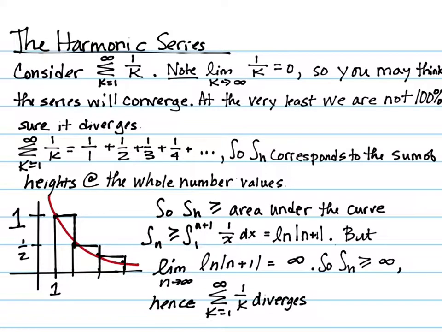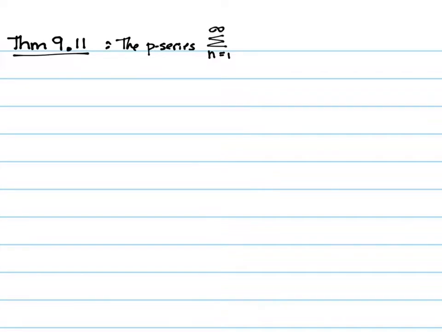So how do we decide which ones do and which ones don't? There's a test that will tell us, and that's called the p-series test. This is Theorem 9.11. The p-series, the summation from n equal 1 to infinity of 1 over n to the p.